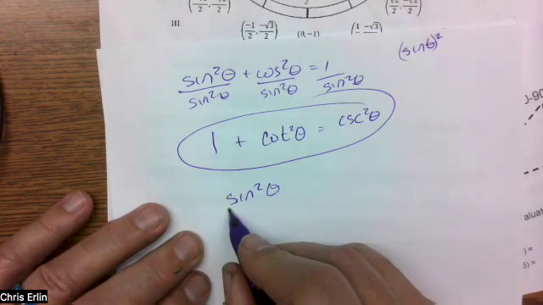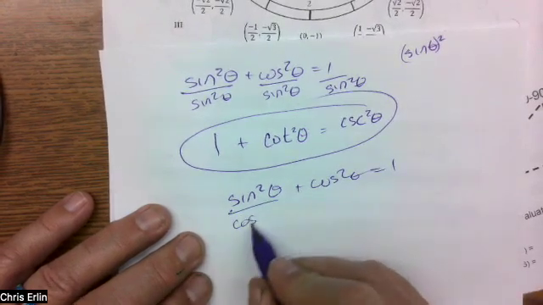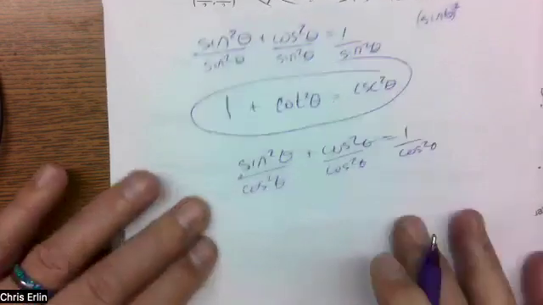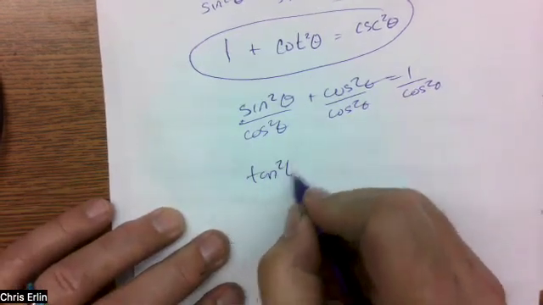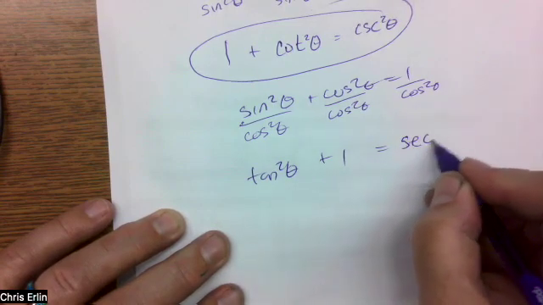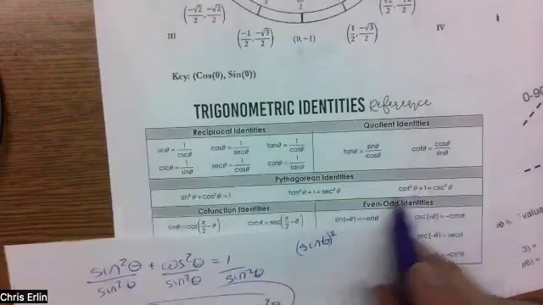The sine squared of theta plus cosine squared theta equals 1. If I divided both sides by cosine squared, hang in there, guys, we're almost there. This says that if I take the tangent squared and I add 1, I'm going to get the secant squared. So this is a third Pythagorean identity.